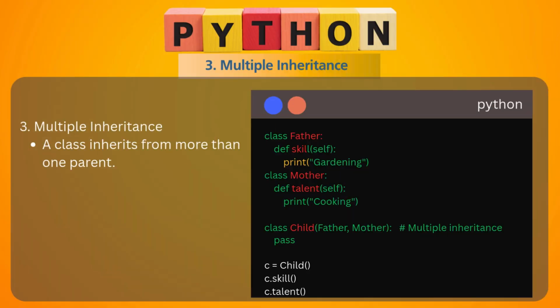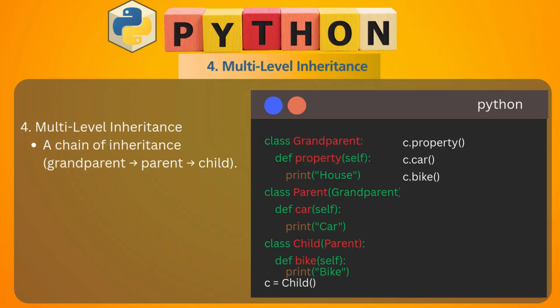Now we can move on to multiple inheritance. Multiple inheritance is where a class inherits from more than one parent. Now you see here class father, class mother, class child. The class child is referring to father and mother both. That's why it is called multiple inheritance.